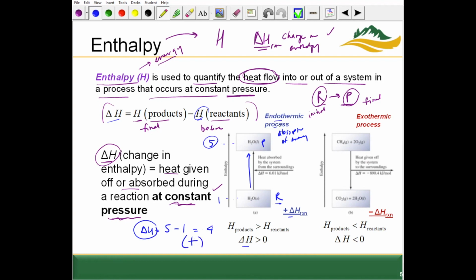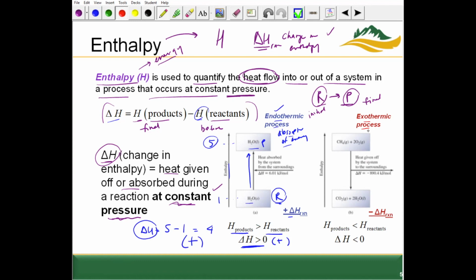In an endothermic process, the reactants are a lower energy or a lower enthalpy than the products. They absorb energy throughout the reaction in an endothermic process. So again, enthalpy of the products is higher than the enthalpy of the reactants. That's how we get a positive sign for delta H. Right? So if delta H is greater than 0, it means it is a positive sign. Let's do the same for an exothermic process.